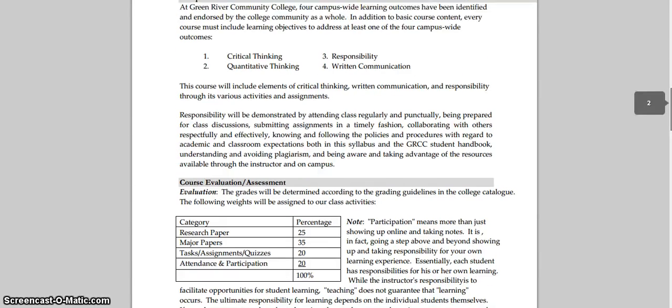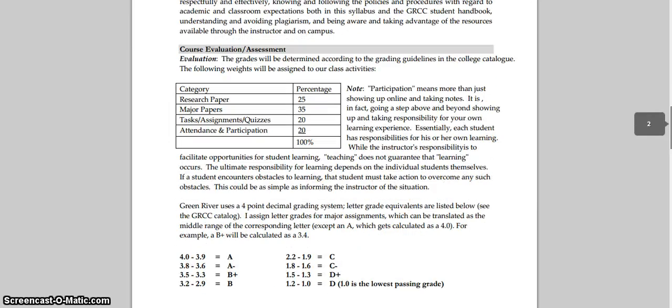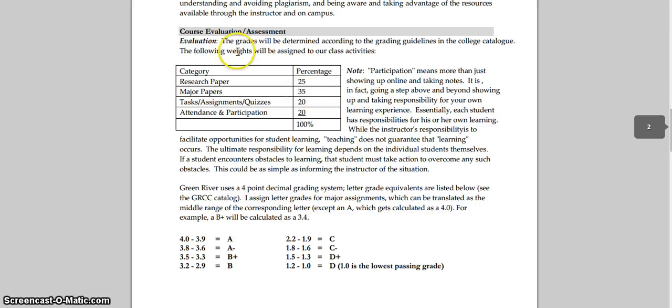I'm going to let you go over the campus-wide outcomes all on your own, but I'm going to go over course evaluation and assessment. Your grades are determined according to the grading guidelines in the college catalog. This is a weighted class, which means that different categories have different weights. So your research paper is worth 25% of your grade. Those other 3 to 4 major papers are worth 35% of your grade. The assorted tasks, assignments, and quizzes are worth 20% of your grade, and attendance and participation are worth 20% of your grade.